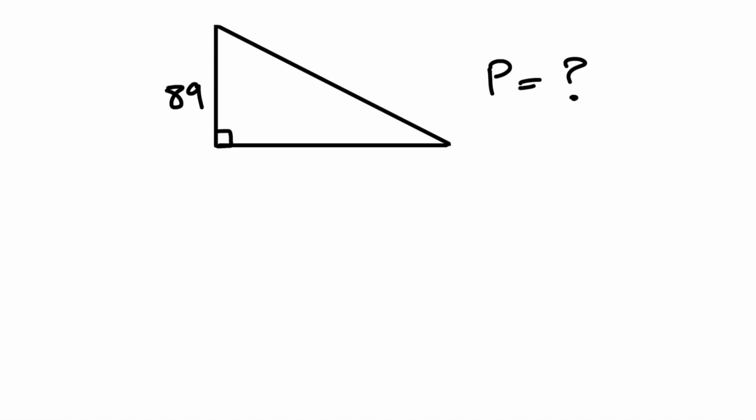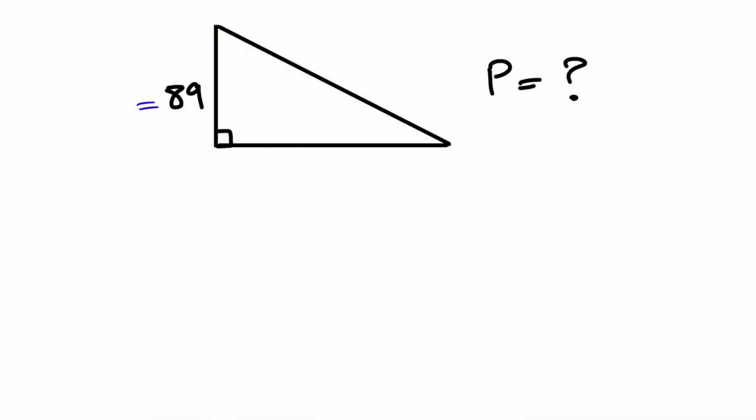Guys, welcome back. We're going to be solving another interesting question in today's video, and we have this right triangle that we know one of the sides is 89. We don't have any information regarding the base and the hypotenuse, and we have to find the perimeter of this right triangle. So let's see how we can figure this out.